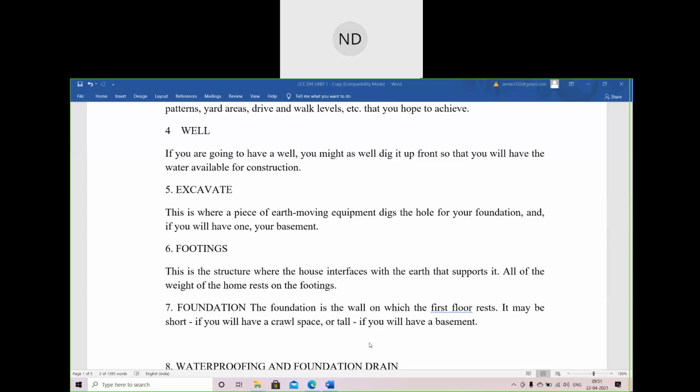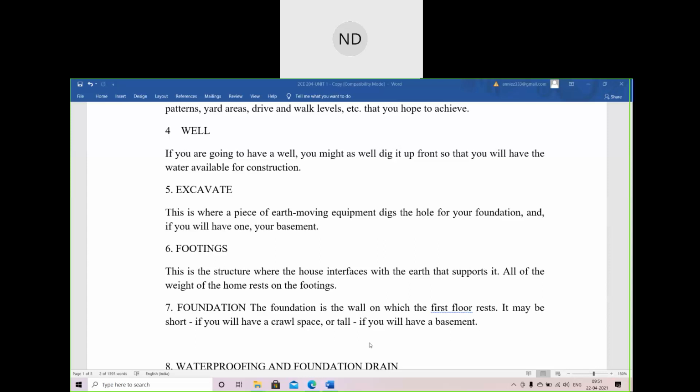Understood. So once you have excavated for the foundation, you will make your footings, and the combination of footings is your foundation. So foundation is that wall on which the first floor rests, your ground floor is going to rest, and then above that the first floor. Not rest, but the load is going to be shifted to the ground floor. Ground floor is going to shift the load to the foundations or the footings, you can say.